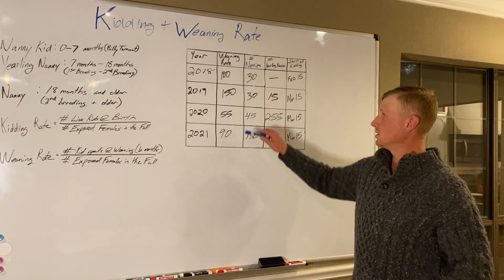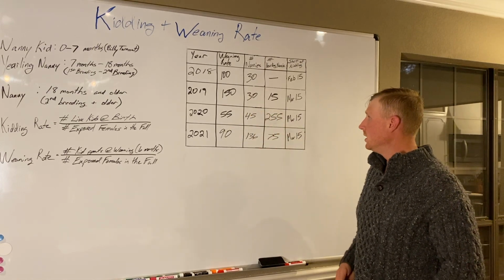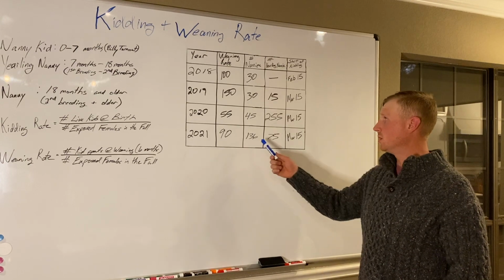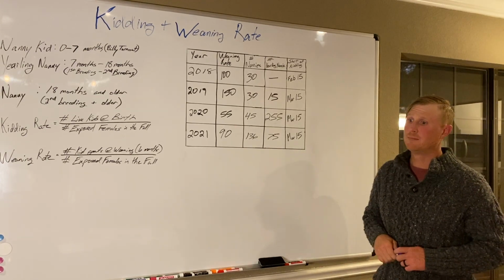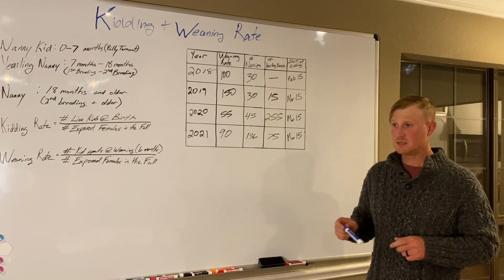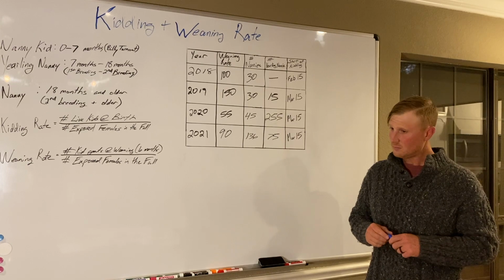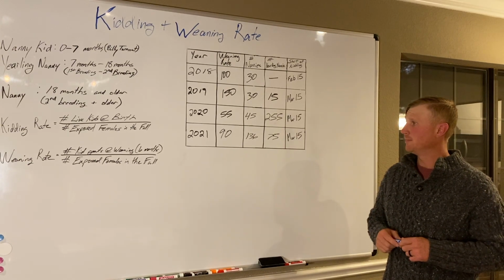So this change from 55 to 90 in our weaning rate, we attribute that to the much higher number of adult nannies, seeing that they're the better mothers. They care for those kids better. They stick to them better. They're overall just a better animal.